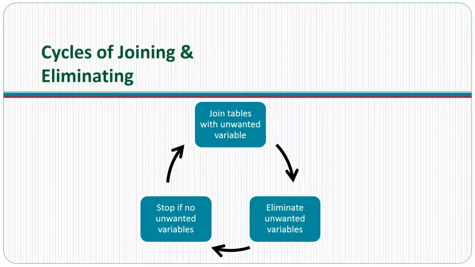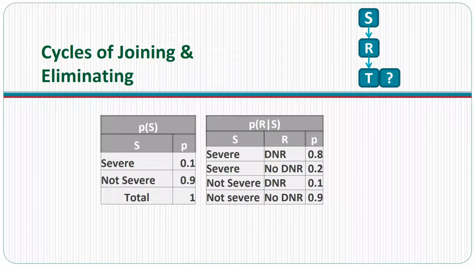The effect of changes in a network can be calculated by repeatedly going through two steps known as joining and eliminating. Let us start with a simple tree with three variables shown on the right-hand corner: patient severity, patient's preferences for DNR, and treatment choices. Our task is to estimate the probability of treatment.